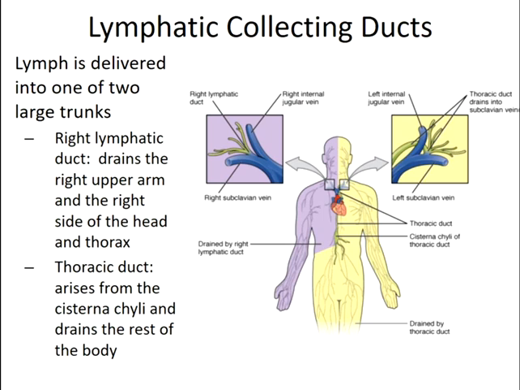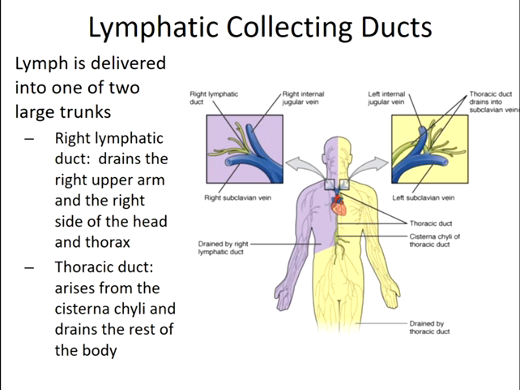So when you see that chyle, C-H-Y-L, or maybe you want to call it chyle or chili, I'm fine with that as long as you know how to spell it. But the chyle, and that's the way I've always heard it called, is going to be associated with the lymphatic system. Okay, so the right lymphatic duct only drains the right upper arm and the right side of the head and neck. The left and then also the thorax. The thoracic duct arises from the cisterna chyli and drains the rest of the body.